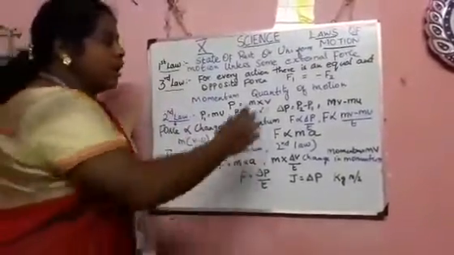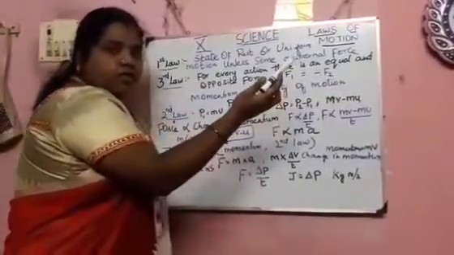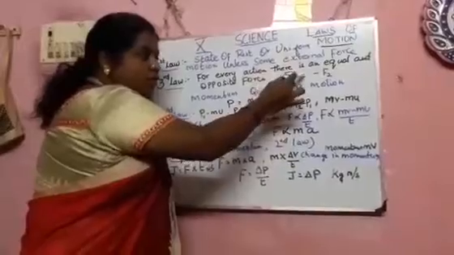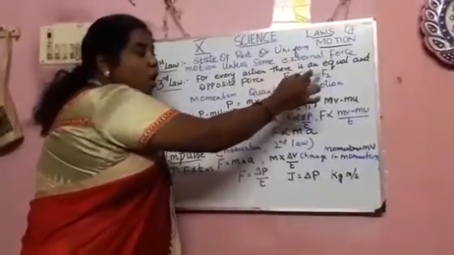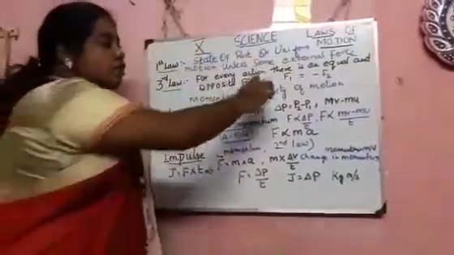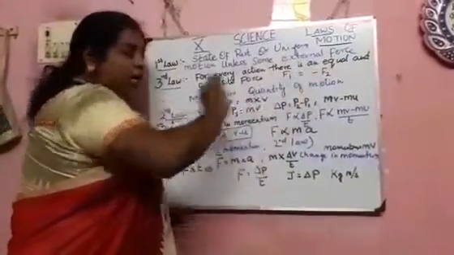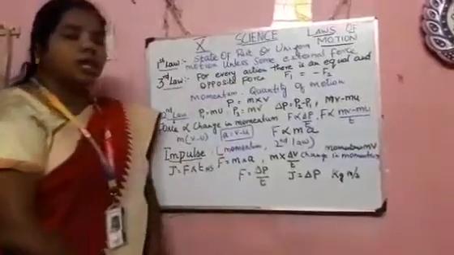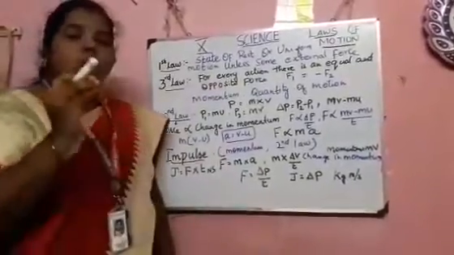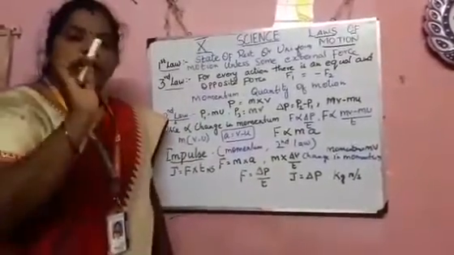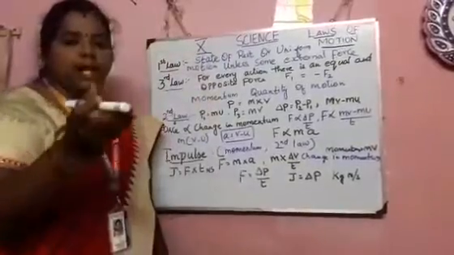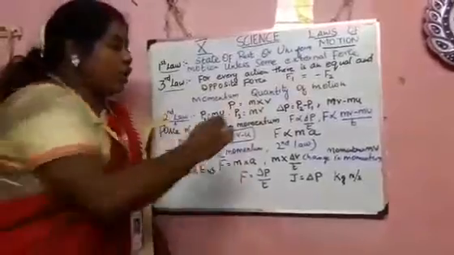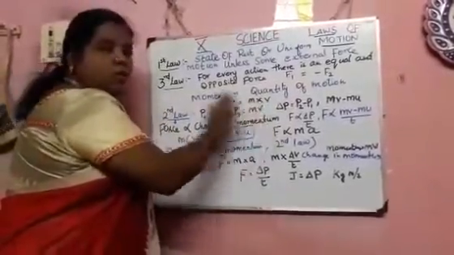The formula for Newton's third law: let's see force. If F1 is the force, which is the action, it is equal to the opposite, that is minus, F2, the reaction. And the next term is momentum. So what is meant by momentum? It is the quantity of motion. It is the product of mass and velocity.